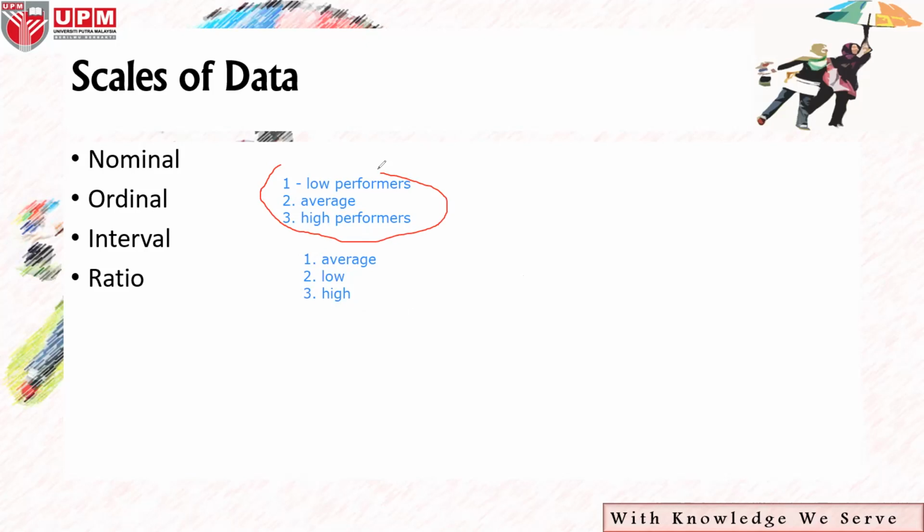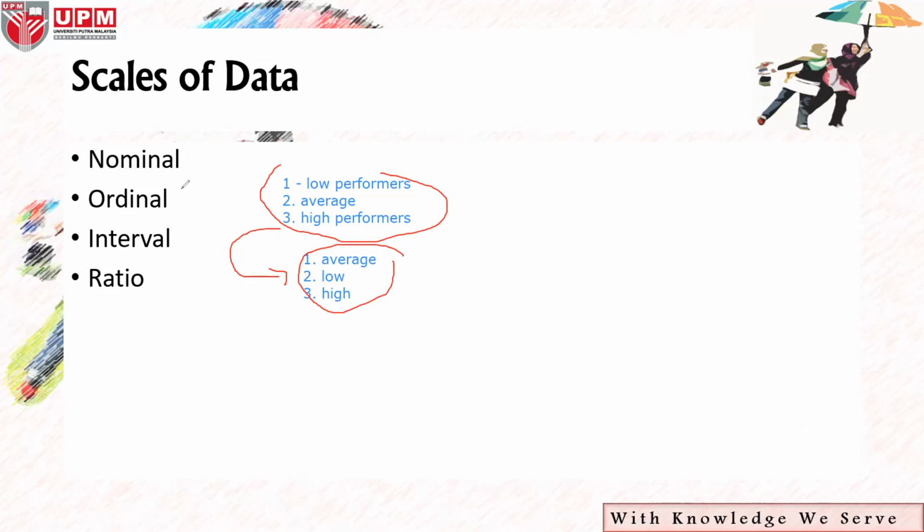Is it fair if I change the ranking into the second example: 1 average, 2 low, 3 high? No, because it is not in sequence. So for ordinal, the numbers that we use start to give meaning. Okay, it starts to give meaning.